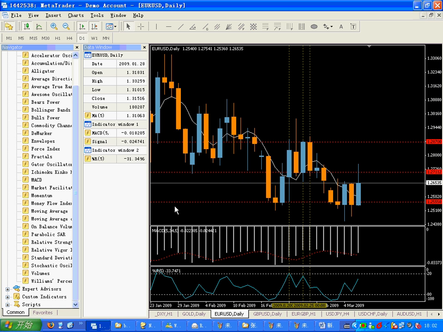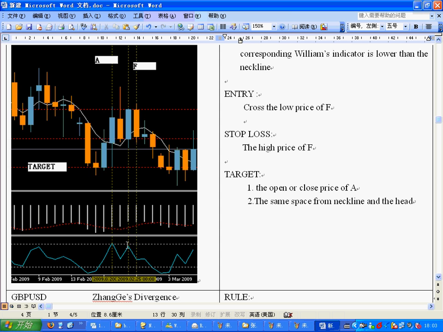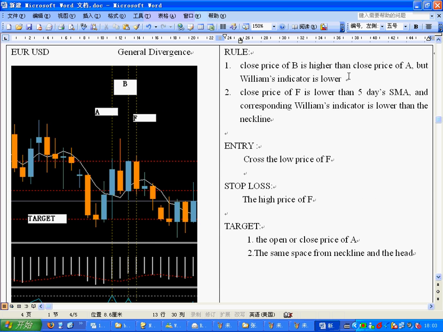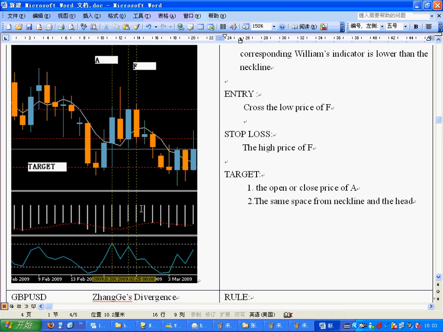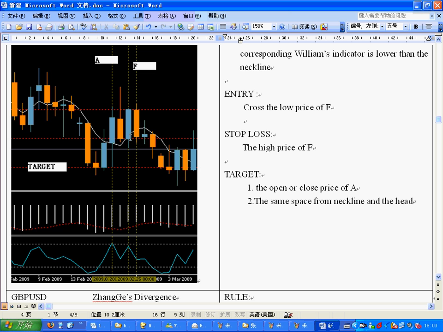Let's come back to my document. Here is the Williams indicator, and the close price is higher, but the indicator is lower, just the same as general. The second rule is that the close prices of A and B are bull candles, and F is a bear candle. The close price of F is lower than the 5 days simple moving average, SMA, and the corresponding Williams indicator of F is lower than the neckline of the indicator.